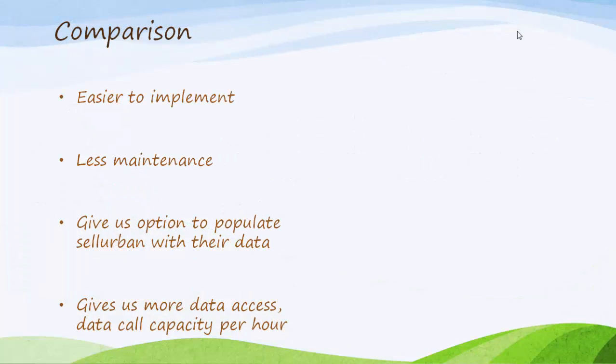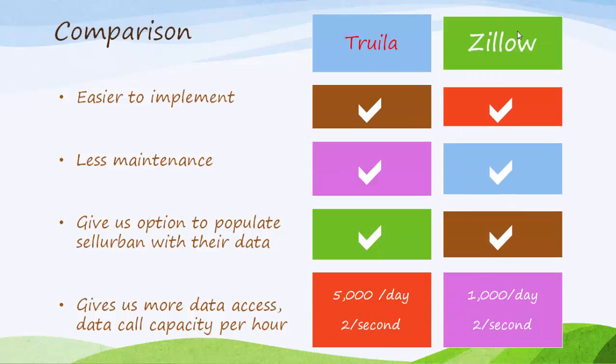So here was the comparison chart, and we have Trulia on the left side and Zillow on the right side. We have to decide which API we should use. The first question is which is easier to implement. Here you check, it means Trulia and Zillow are both easy to implement. Another question is which one is more or less maintainable? Both are very useful and very maintainable.